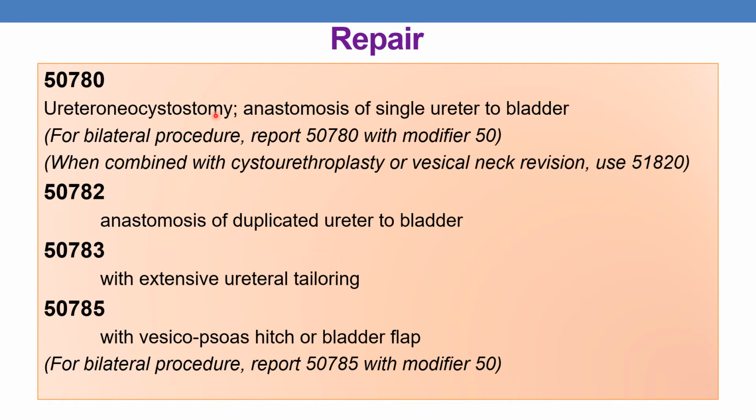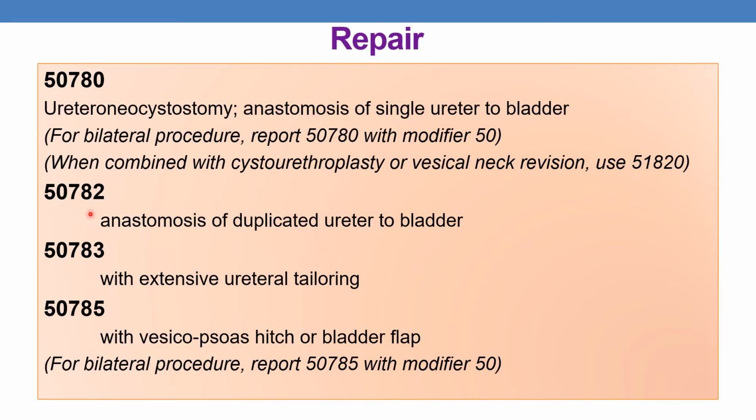Ureteroneocystostomy. Ureteroneocystostomy, anastomosis of single ureter to bladder. And for bilateral procedure, report 50780 with modifier 50. And when combined with cystourethroplasty or vesical neck revision, use 51820.